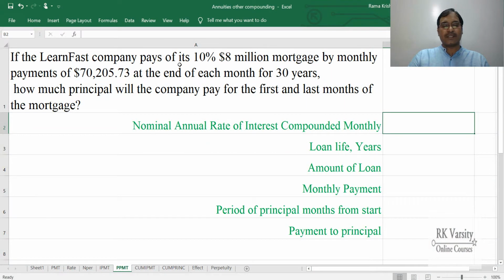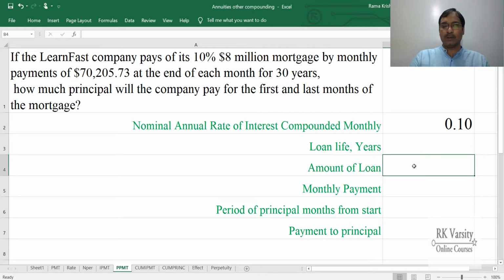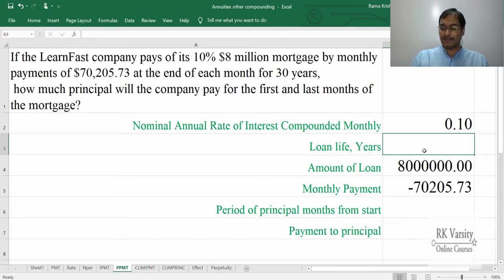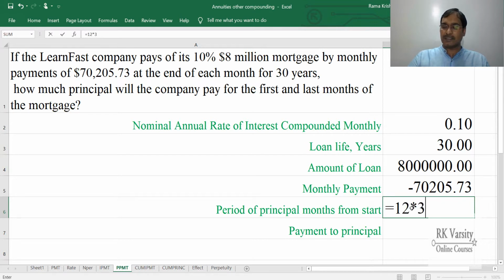Here is an example. LendFirst company pays 10%, that is 10% rate of return annually, on an $8 million mortgage loan. The loan amount is $8 million, by making a payment of $70,205.73 on a monthly basis over 30 years of time. Then the total number of periods, that is months, is 12 months times 30 years. So the total is 360 months. So the loan will be repaid in 360 months at an annual rate of 10%.